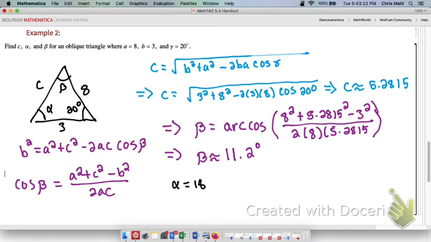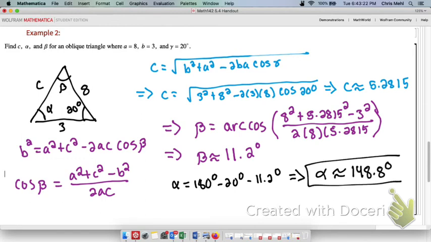Okay, and then finally, we can solve for the angle alpha. We know that alpha is 180 degrees minus the 2 other known angles. And what we get, alpha ends up being approximately 148.8 degrees. Okay. And there we go. So my picture was a little off. In my picture, I have alpha labeled as being an acute angle when obviously it is not. It's far from an acute angle.